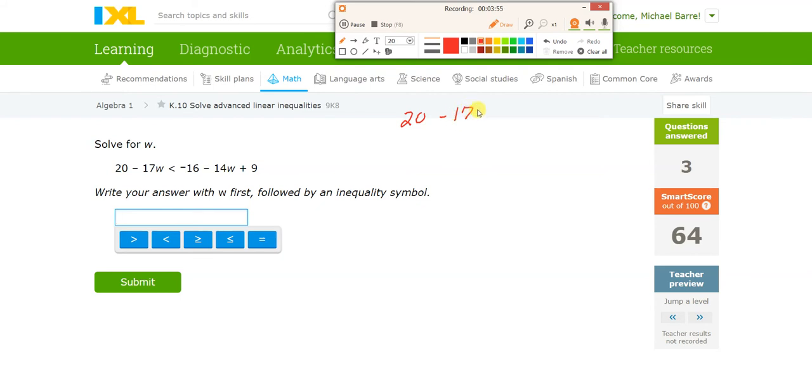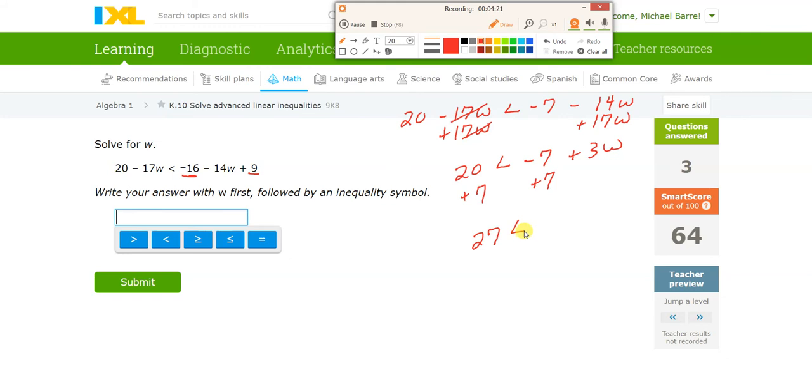20 minus 17w. I'm going to combine the negative 16 and the 9 right away. That's going to give me a negative 7 minus 14w. Let's add 17w to both sides. 20 is less than negative 7 plus 3w. Adding 7 to both sides. 27 is less than 3w. Dividing both sides by 3. 9 is less than w. Flopping it over, w is greater than 9.